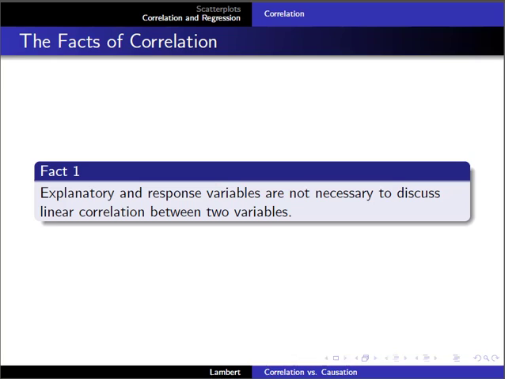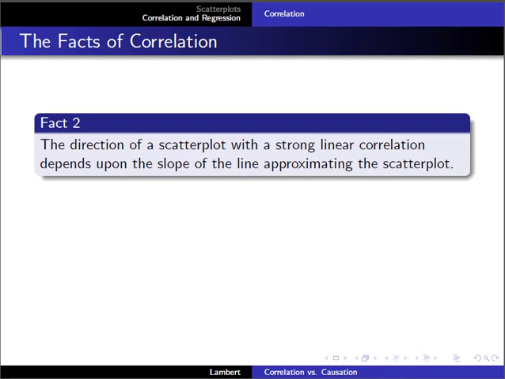Okay, so this leads us to our first fact. Notice in that example, I talked about correlation, but there was no mention of an explanatory or response variable. This is where most people get hung up. They think you always have to have an explanatory and response variable. The fact is, no. You do not have to have those two types of variables in order to talk about correlation.